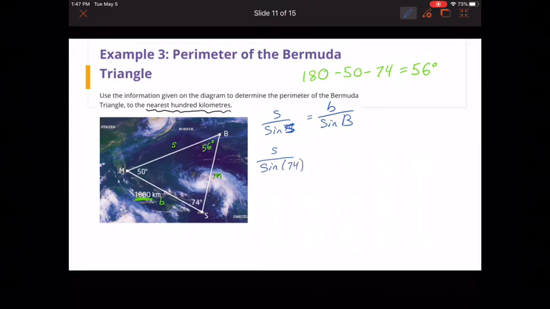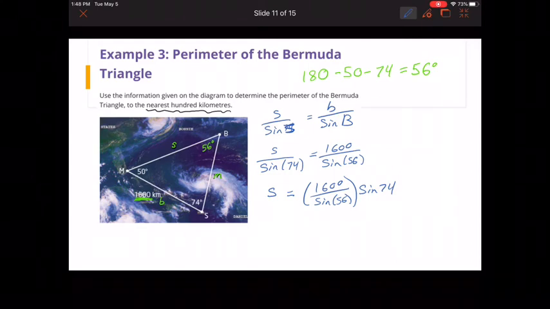So my big S is 74. My little b and my big B angle. So now it's just one step to rearrange the formula. I'm solving for S. I need to isolate it. So in order to get rid of that sine of 74, I need to multiply it on both sides or jump it over the equal sign and change its sign. And that's just a matter of calculator work.